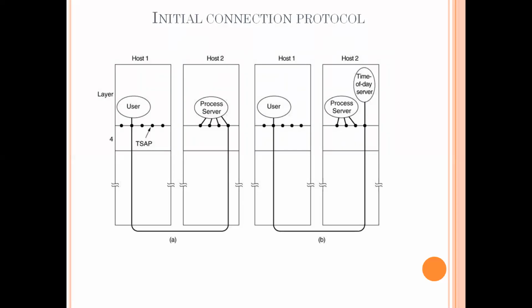The user requests the server from host 2. Some servers are used frequently. That's why, instead of using different port addresses in host 2, you commonly use a process server. In the second figure, the process server receives the address of the host 1 user, who requests to connect to the time of day server.